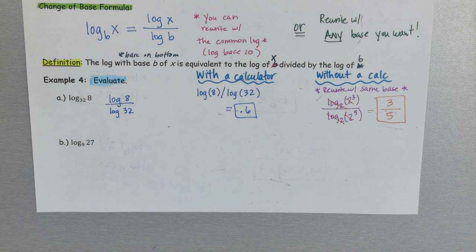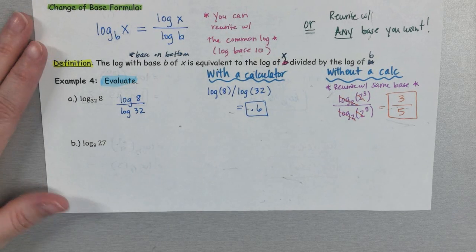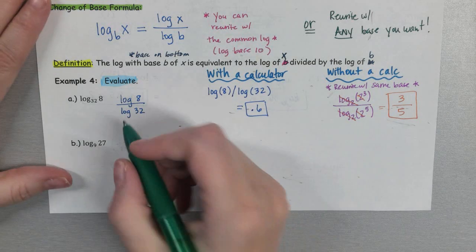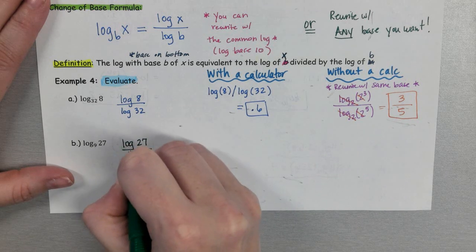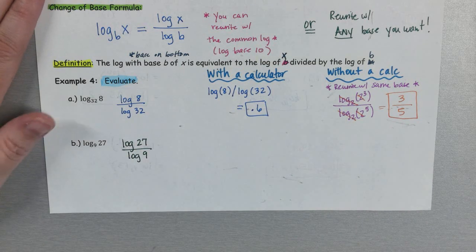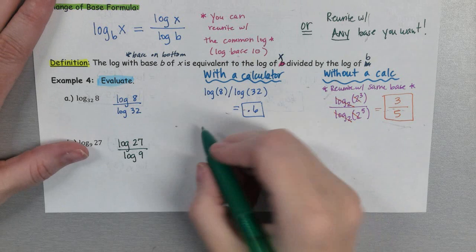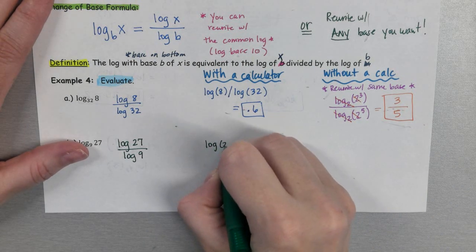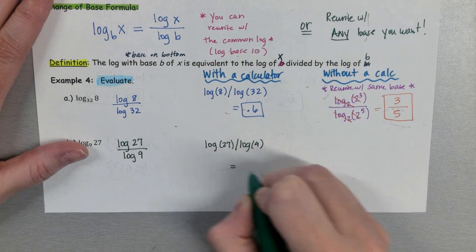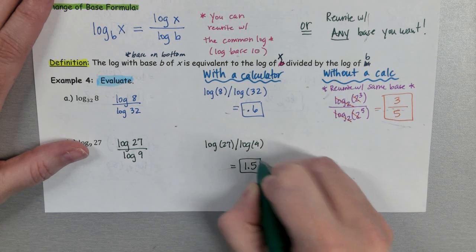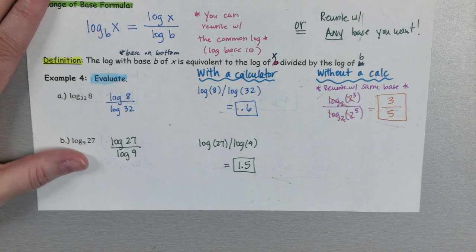All right, so let's see how we did. So when you do it with a calculator, you want to change it to the log of base 10. Okay, because you have log of 27 over log of 9. And then, yeah, so when you did the log of 27 divided by the log of 9, what'd you get? 1.5. Should be nice and even for that one.